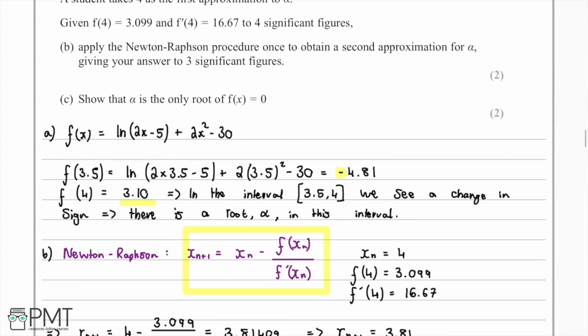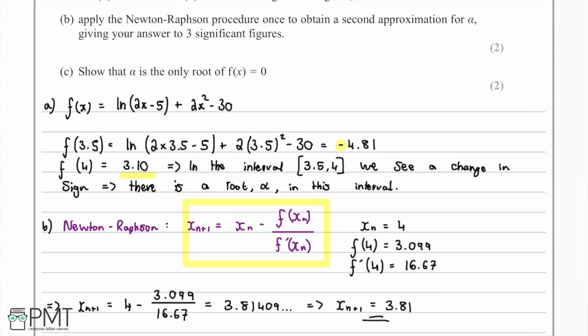Then part B was worth 2 marks also. We receive our first mark for both knowing the Newton-Raphson formula and substituting our values in. So stating the formula and substituting our values in gives us 1 mark, and then we receive our second mark for concluding correctly that x of n plus 1 was equal to 3.81.